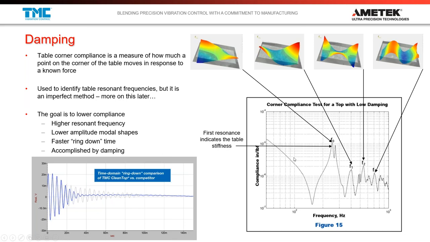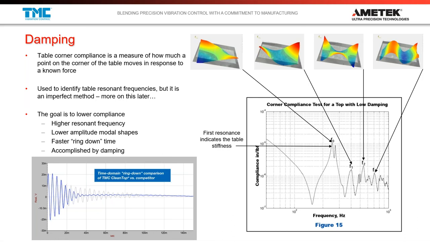What we see here is rigid body behavior until a valley, and then our first peak is typically our first resonance. So every peak after that represents a resonant mode of the table. In general, if you want to talk about how stiff a table is, you want to see a first resonant peak that moves higher and higher up the frequency spectrum, but also lower and lower in amplitude.